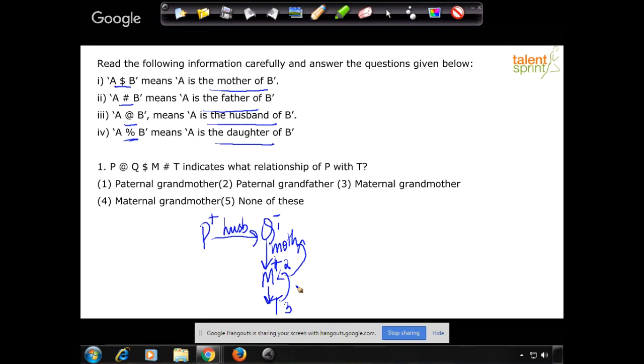Now, we know that relations which are from the mother's side are called maternal, and relations that are from the father's side are called paternal. Since M is the father, this will be a paternal relationship. Therefore, we can easily eliminate options 3 and 4, both of which are maternal. Now we have to find the relationship between P and T. P is a male, which means that P will be the paternal grandfather, which is option number 2.